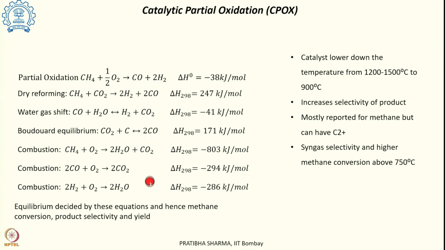Along with the major reaction, which is the partial oxidation of methane to give syngas, there are a large number of competing reactions that can also occur in the process, like the dry reforming of methane to produce syngas, water gas shift of the carbon monoxide to produce hydrogen and carbon dioxide, the Boudouard reaction wherein carbon, which is being formed, reacts with carbon dioxide to give CO. Combustion of methane can occur, giving carbon dioxide and water. Combustion of CO to give carbon dioxide. Combustion of hydrogen to produce water.